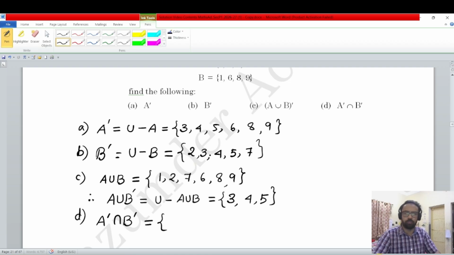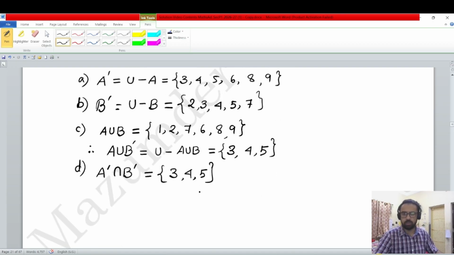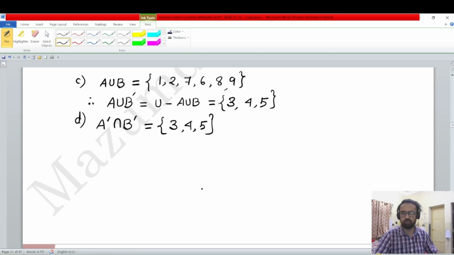Intersection means common. So 3 common. So 3 will come in the intersection. Then 4 common, 5 common, 4, 5. Then is there anything else common? No. Only 3, 4 and 5 common. Nothing else common between A complement and B complement. So this is the final answer. I hope it is clear to you how to calculate complement and intersection, union, this all.